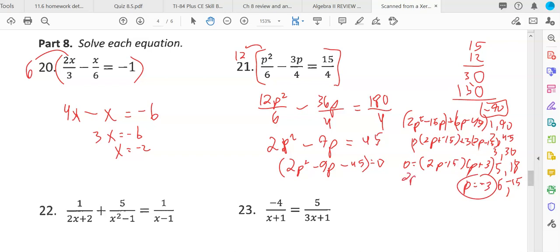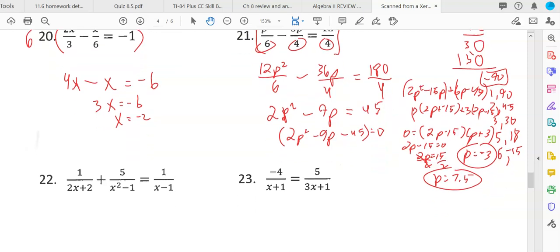Set that 2p minus 15 equal to 0. So 2p equals 15. So p equals 7.5, 15 over 2. And yeah, they both work because there's no denominators to worry about that could be 0, right? Denominators are all positive there. So I get my two answers and I'm good to go.